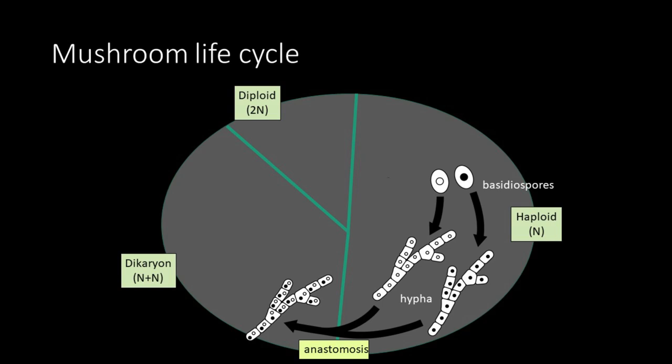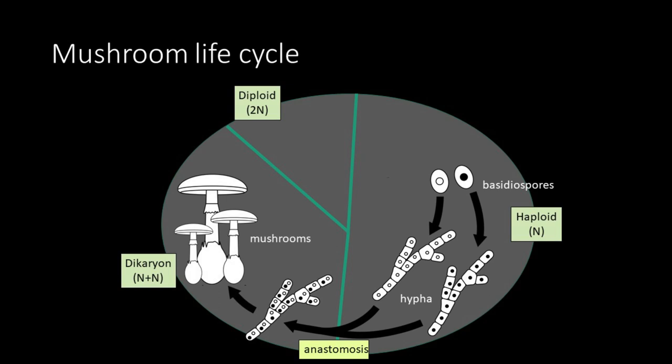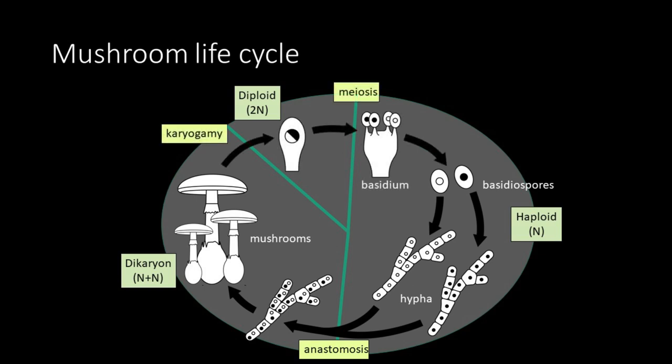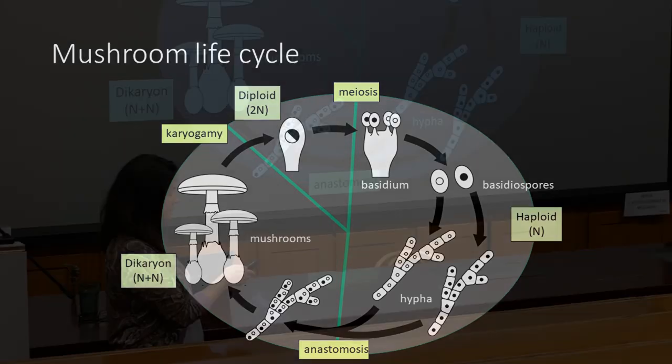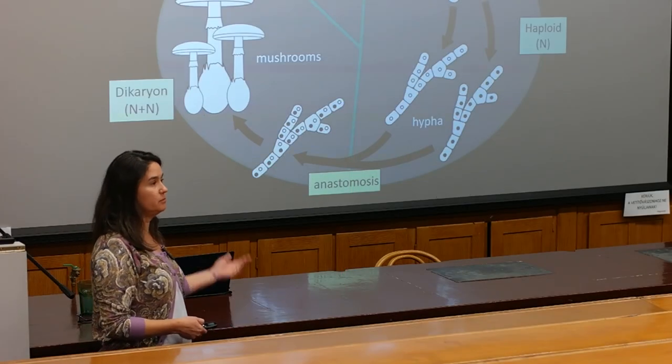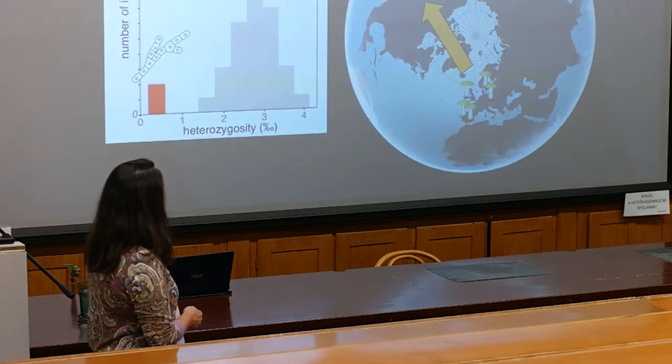And so this is a dikaryon, two nuclei per cell. It's the dikaryon that develops the mushrooms. Inside the mushroom, the nuclei fuse, so there's a very brief moment of true diploidy, and then the basidium makes basidiospores. So this is the traditional life cycle, and it should be what we find in the death cap.